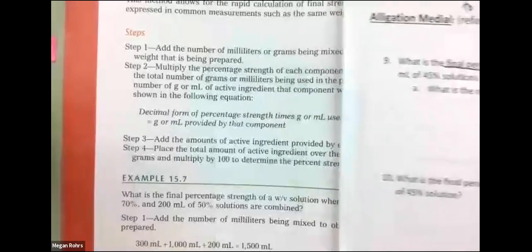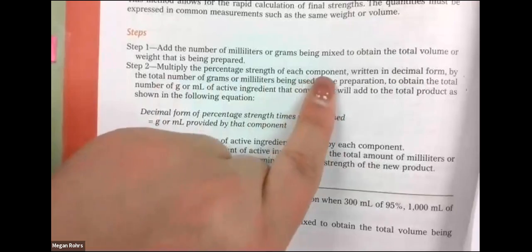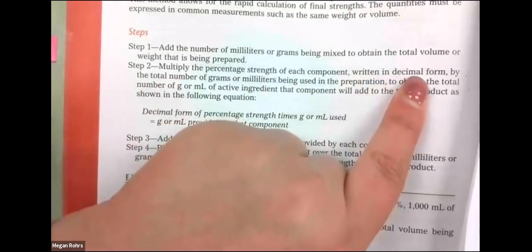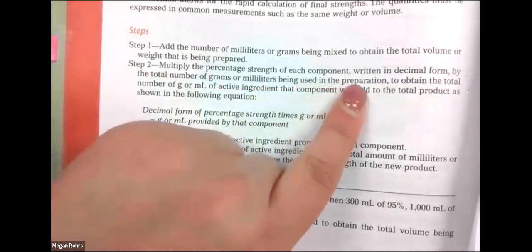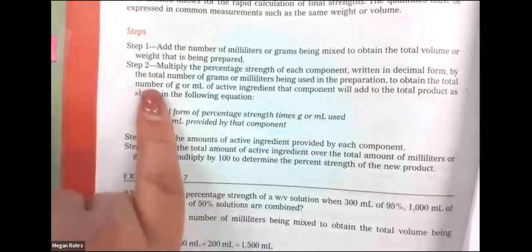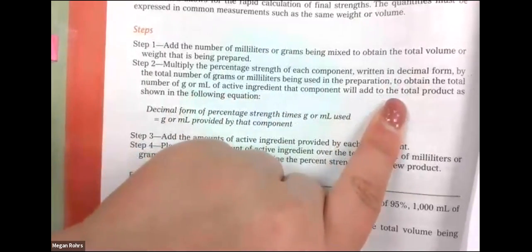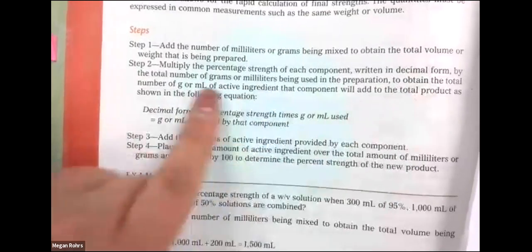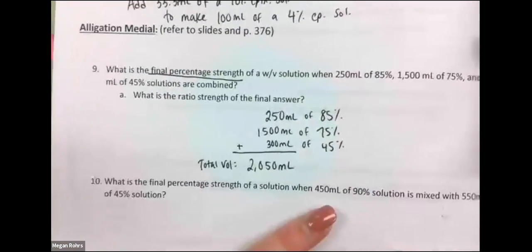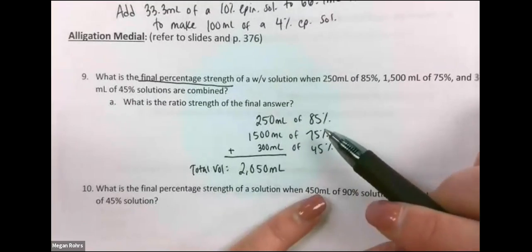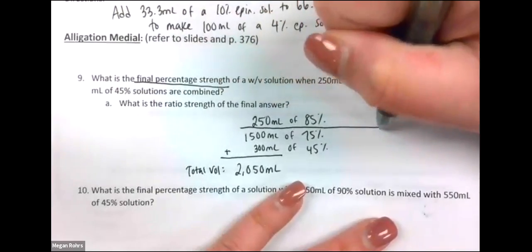Now, step 2. Multiply the percentage strength of each component written in decimal form by the total number of grams or milliliters being used in the preparation to obtain the total number of grams or mL of active ingredient that component will add to the total product. Okay, so that's a lot here. Let's see what they mean. So we're going to look at each of these ingredients individually now. So we're going to start with this first one.